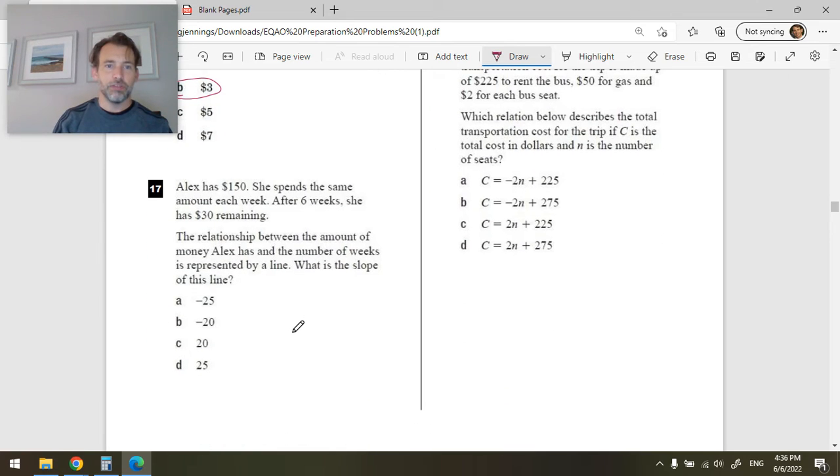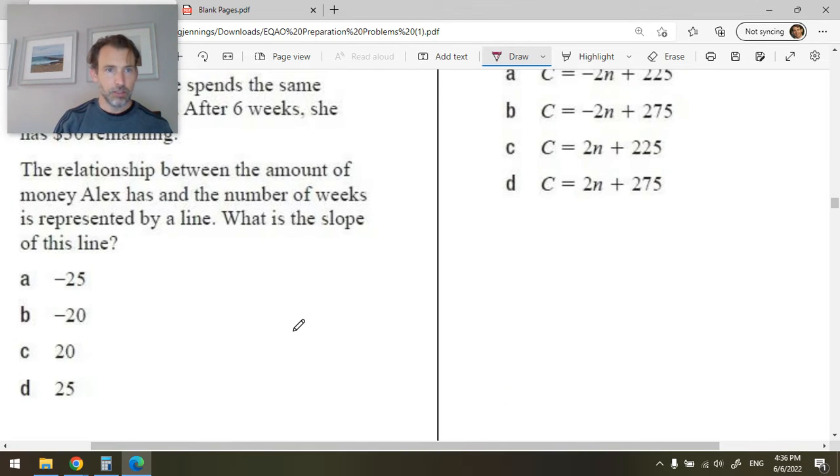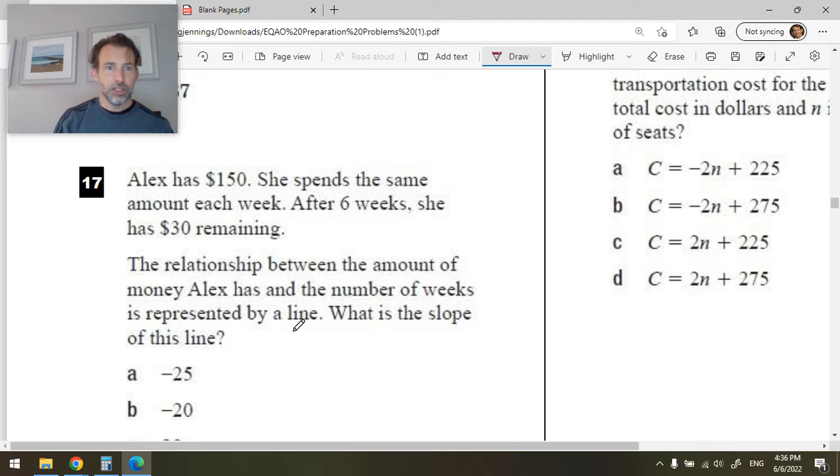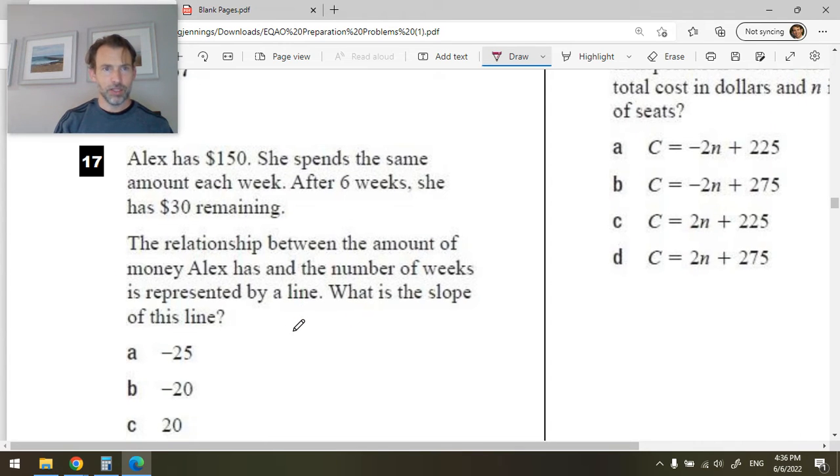Alex has $150. Well, good for you, Alex. She spends the same amount each week. Why do you do that, Alex? Oh, right, because you have fixed expenses. Maybe you have to take a cab every day to school because you can't make the bus. I don't know what it is. All right.